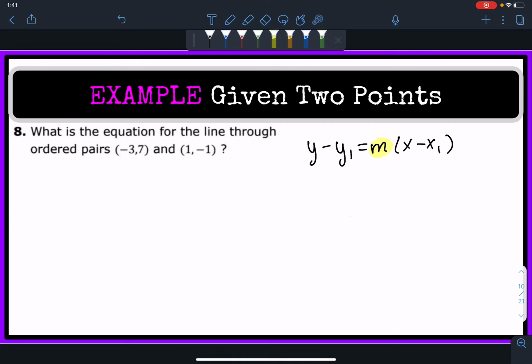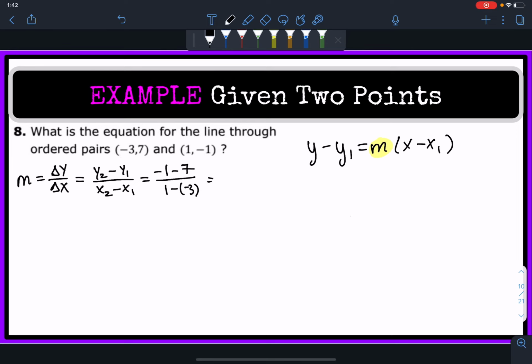Well, since we're provided 2 points on the line, the way we're going to calculate that is by using our slope formula. The same formula anytime we are given 2 points and we want to identify the slope, which is y2 minus y1 divided by x2 minus x1. So -1 minus 7 gets divided by 1 minus -3, which is equal to -8 divided by 4, which is equal to -2. So the number we're going to use for m is going to be -2.